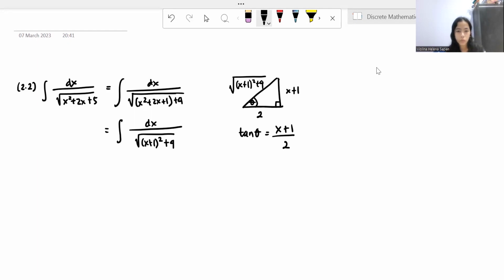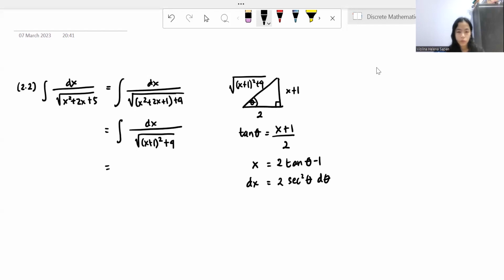Next, we can find the x from this formula. The x will be equal to 2 tan theta minus 1. And then when we differentiate the x, it will be equal to 2 secant squared theta d theta. We got the dx. How about the square root of x plus 1 squared plus 4?